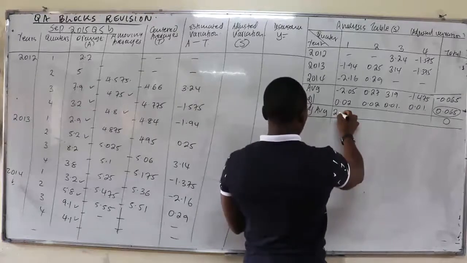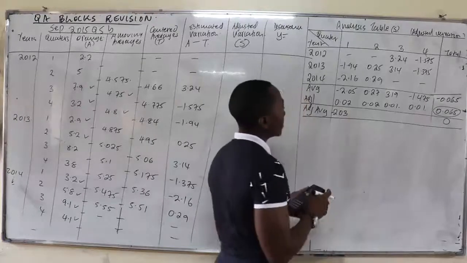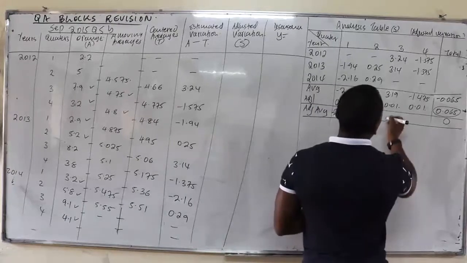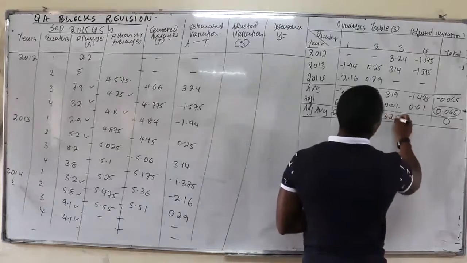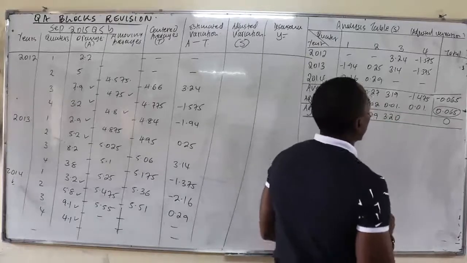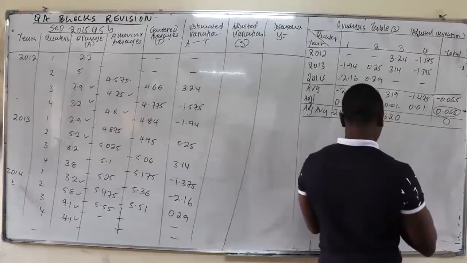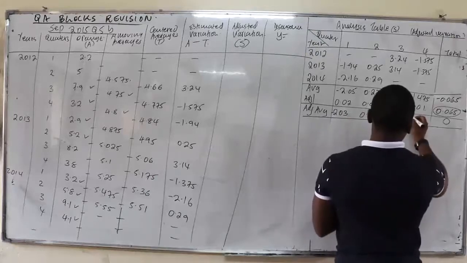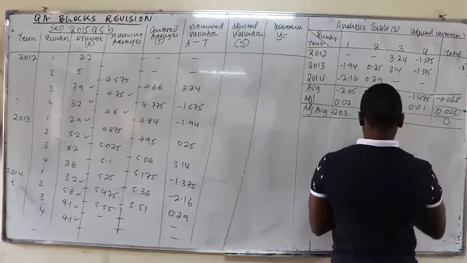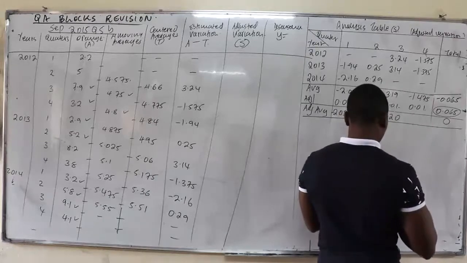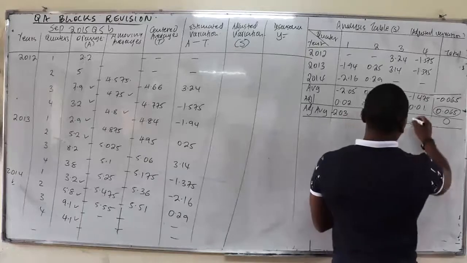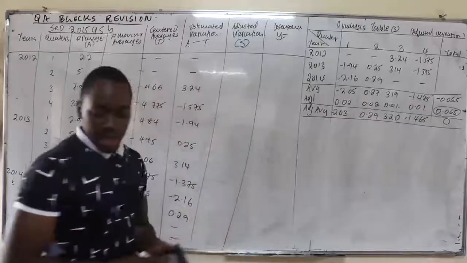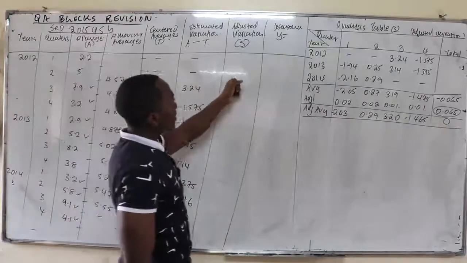So here you have negative 2.03. Here I have 0.29. Here you'll have 3.20. And here you'll have negative 1.465. So what we get as our adjusted variation, that's what we bring into our analysis table.